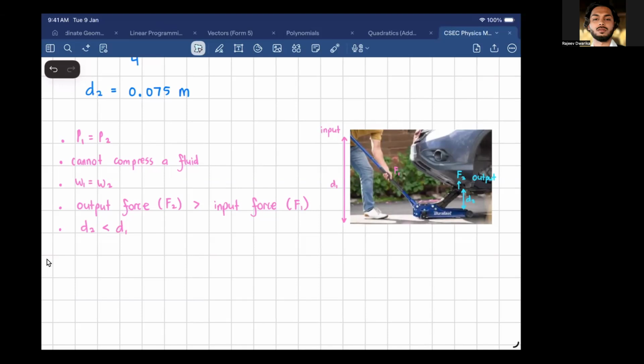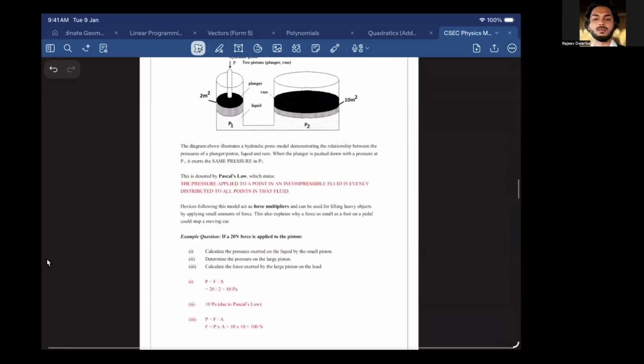So you get me? Yeah, hearing you. Okay. So you're okay with everything we did here, right? Yes, sir. All right. You understand the summary that P1 is equal to P2, you cannot compress a fluid. And W1 is equal to W2. The output force is more than the input force, and the distance moved by the second plunger is less than the distance moved by the first plunger. Yes, sir. Great.